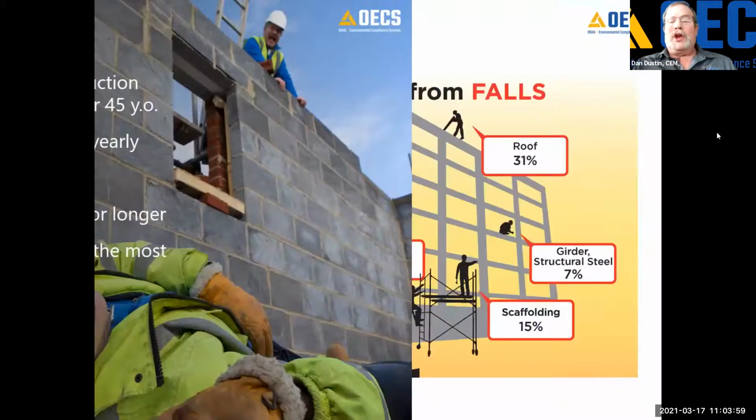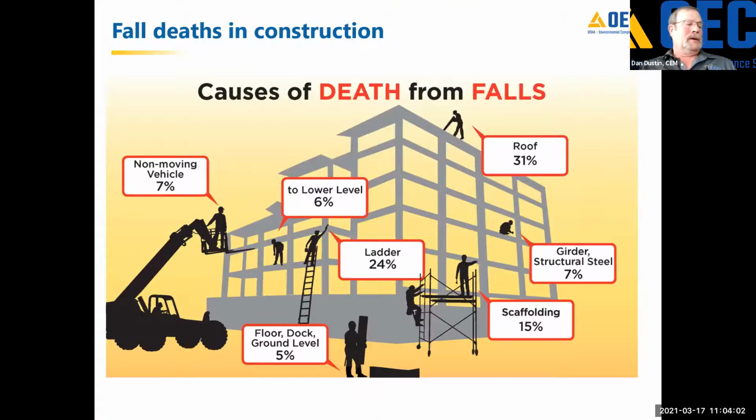So when we look at the causes of death from falls, if you look at my graphic here, you're going to see that about 31%, or close to a third, of those falls occur from the roof. The next leading one would be falls from ladders. Then we look at scaffolding, and then we start getting into some of the smaller ones, like falling off a non-moving vehicle. In the example that we've got here, you can see a worker standing on the forks of a telehandler at height. I'm sure if we were to do a poll of the people on this call, you've all had an opportunity to see this one. There are ways this can be done safely, but what you see here is not one of them.